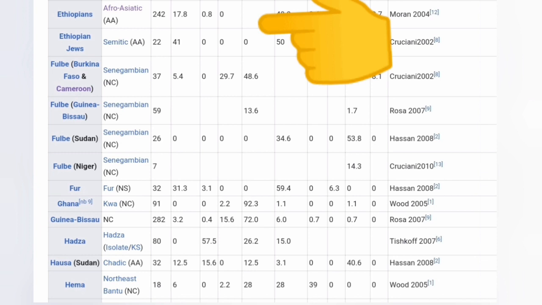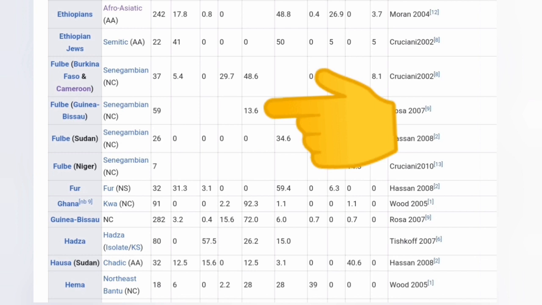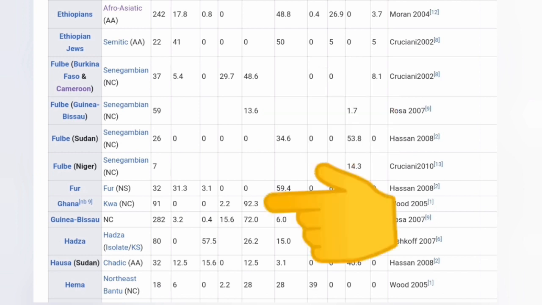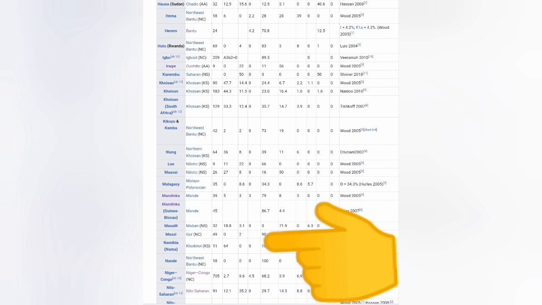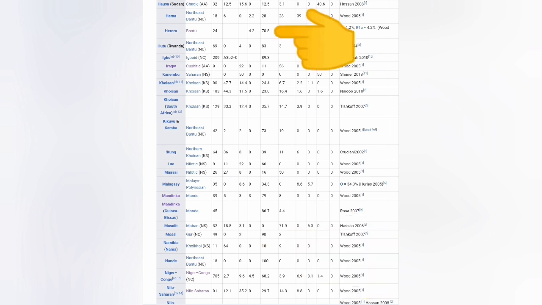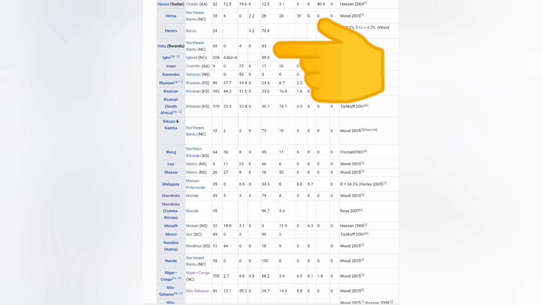Senegambian, 13%. Quad, 92%. Hadzas, 26%. 12% in Chadic, 28% in Northeastern Bantu, 70% in Bantu, 83% in Bantu, 89% in Igboid, 11% in Cushitic.